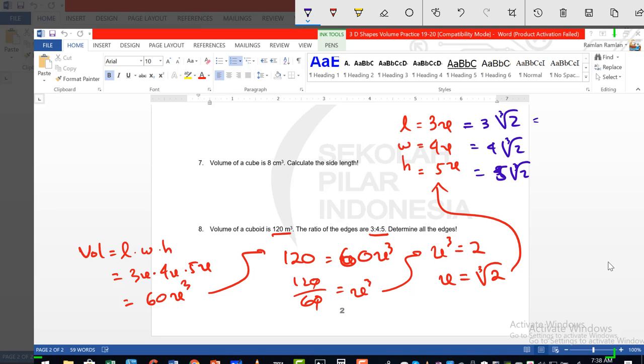So if you use a calculator, it's about 1.3 something. So we can just multiply this with 1.3. So it's about 3.9. And don't forget the unit. And this 4 is 5.2. And 5 times 1.3 is just about 6.5. So here are the answers.